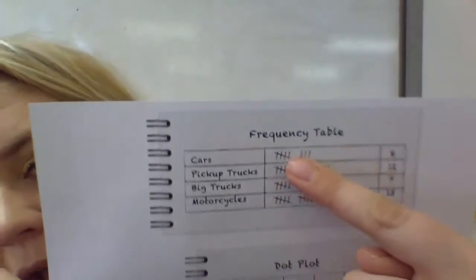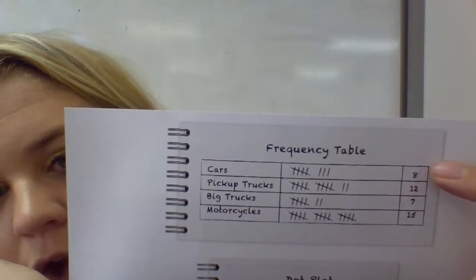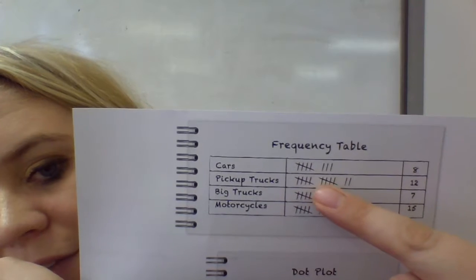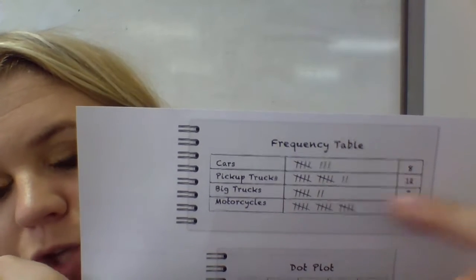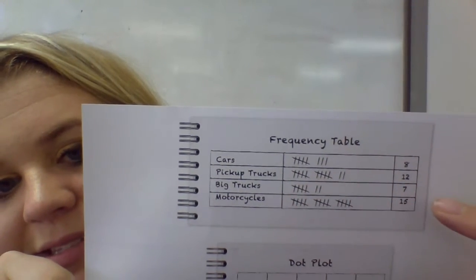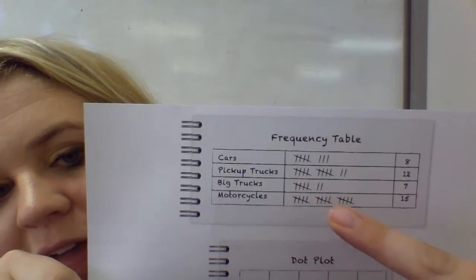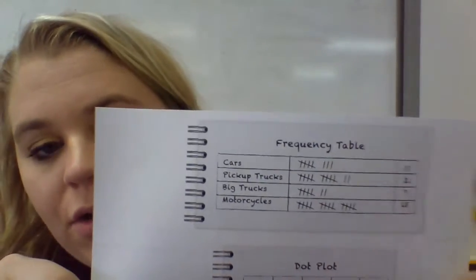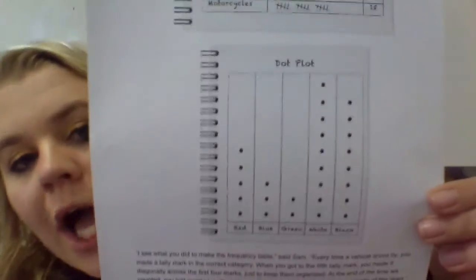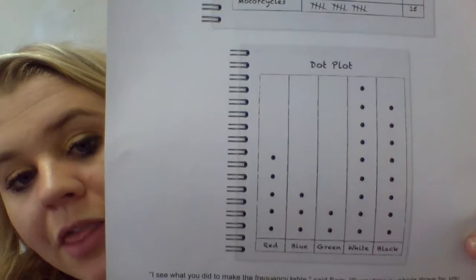So we can see, 5, 6, 7, 8. They saw 8 cars. They saw 5, 10, 11, 12 pickup trucks. They saw 5, 6, 7 big trucks, and they saw 5, 10, 15 motorcycles. So that frequency table uses tally marks. Remember, 1, 2, 3, 4, slash, make them in groups of 5. Just as an easy way that made it really easy for us to count and see the different types of vehicles they saw. But then they made a dot plot to show the colors.